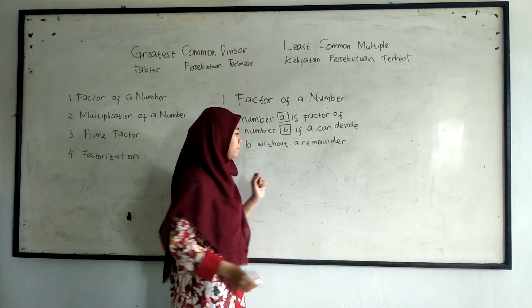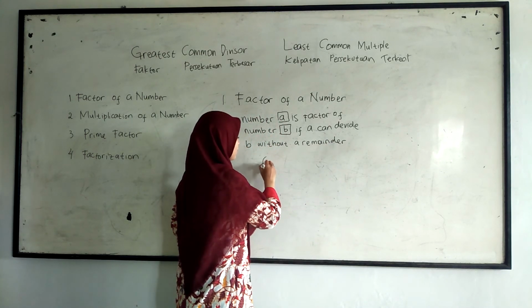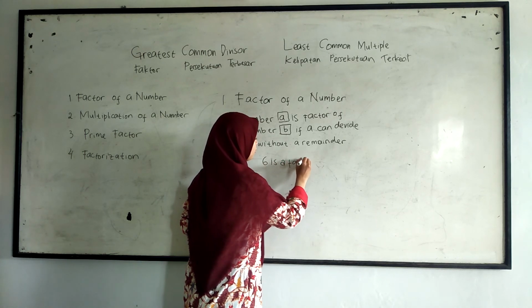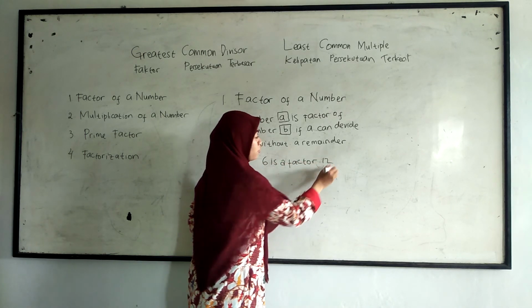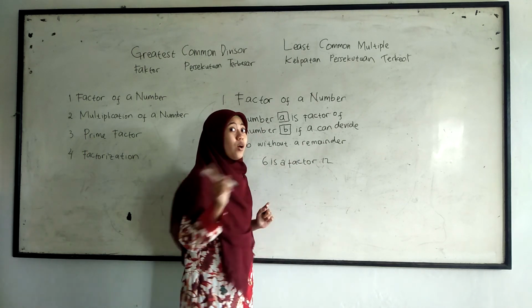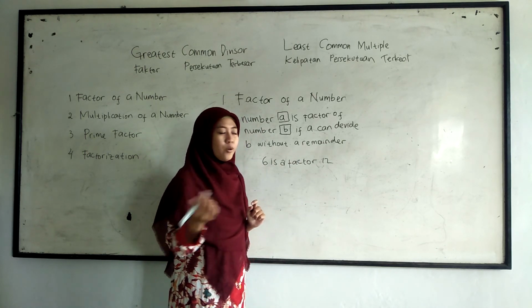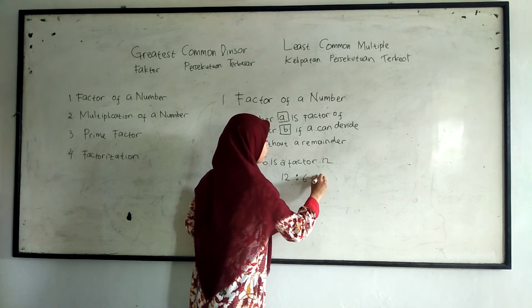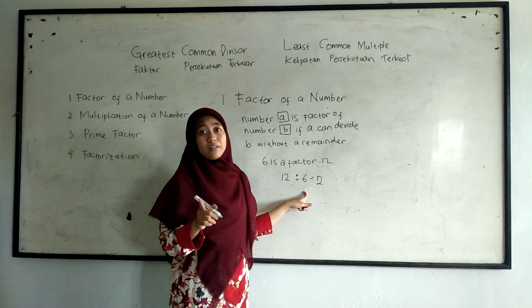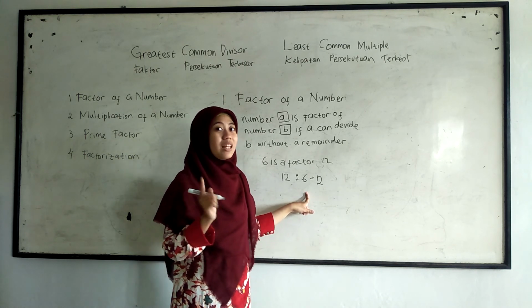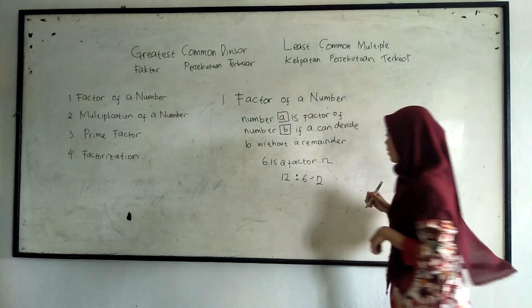For example, 6 is a factor of 12 because 6 can divide 12 without a remainder. As we know, 12 divided by 6 is 2 and it has no remainder. Okay, to help you understand it better, let's go to the next example.